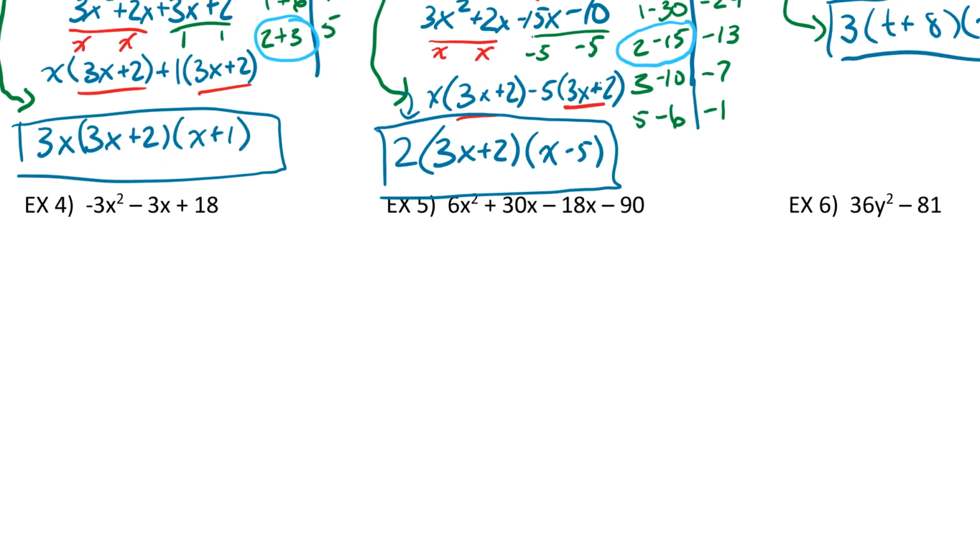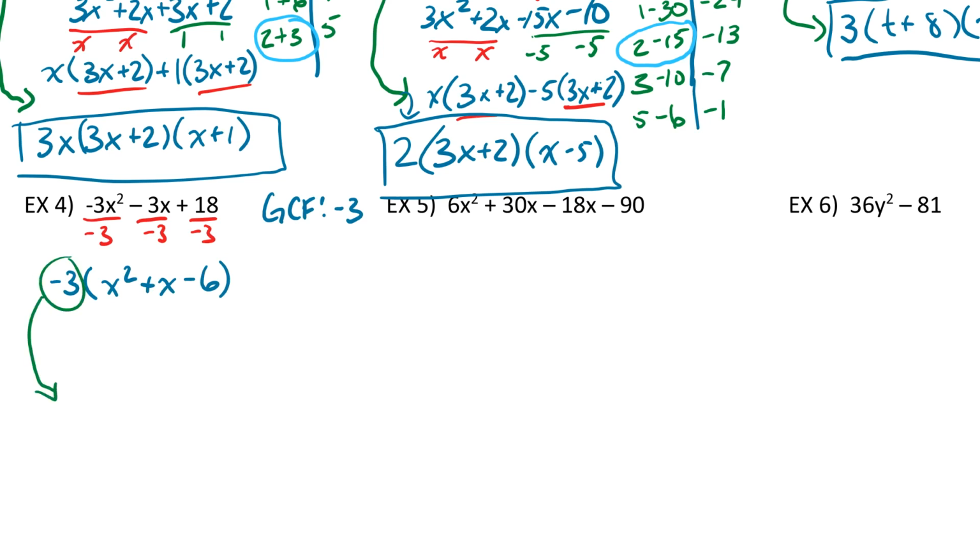All right, example 4. So for example 4, start with the GCF. And in this case, since it starts with a negative, we're actually going to make the GCF negative 3. So we're going to start by dividing each one of these by a negative 3. So we have negative 3 times x squared plus x minus 6. All right, the negative 3 is just going to come down, and we're going to factor the rest of this.